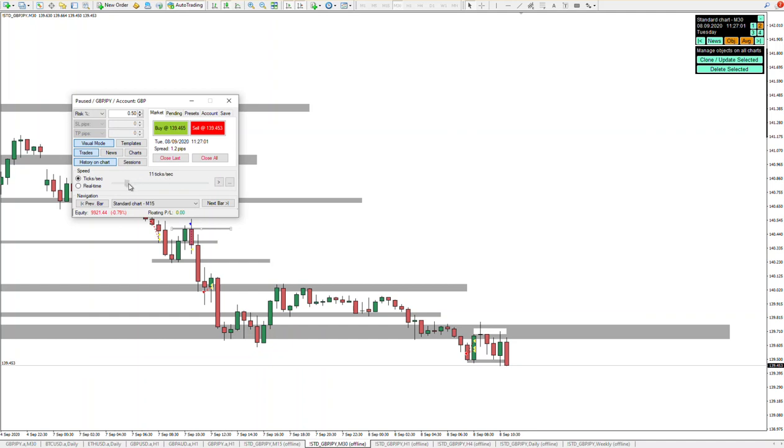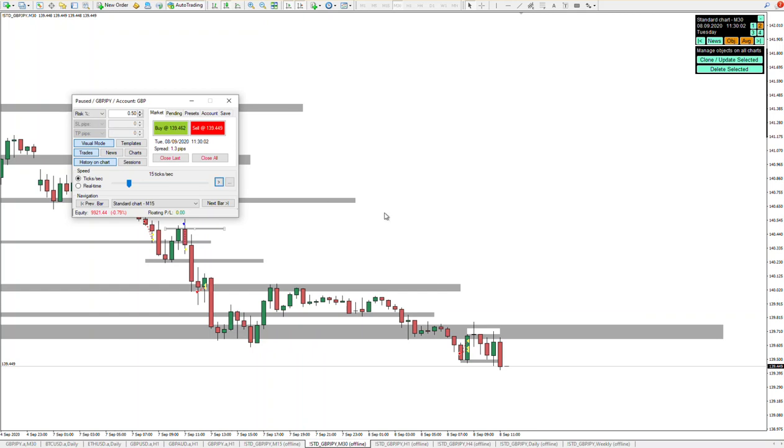So let's bring this back. In 3 minutes the M30 is closing. Yes, M30 closed bearish, and it broke this support, it broke that support. We're out of the range.